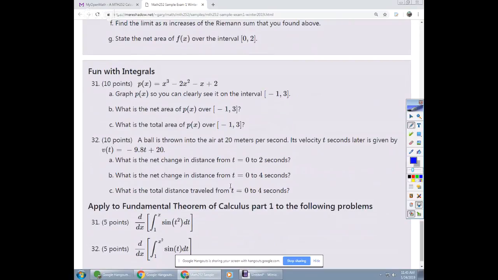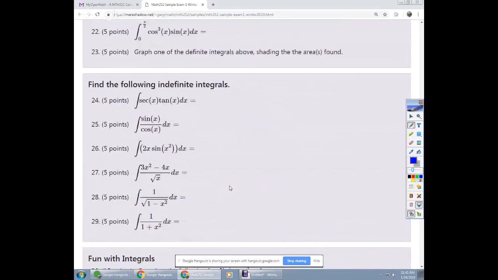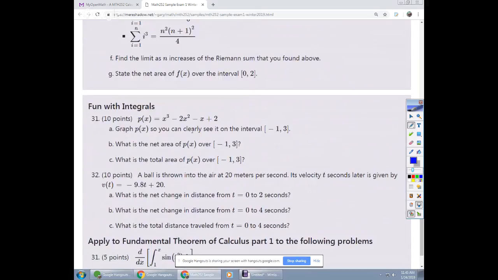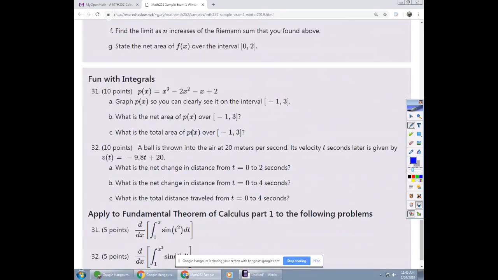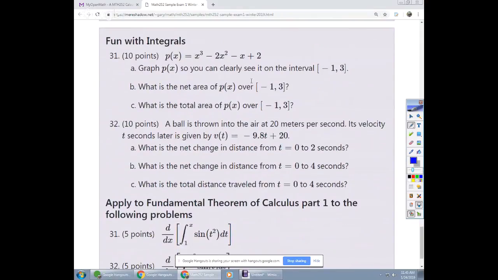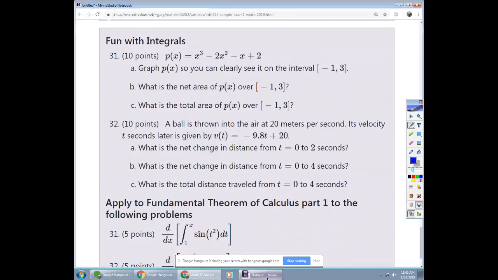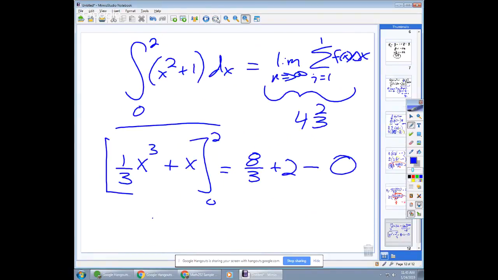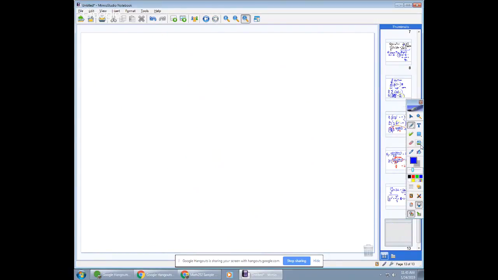What other problem should we do? How about, let's take a look at 31 here. That's a cute one. First, come up with a graph of x cubed minus 2x squared minus x plus 2. It's just negative x. You can factor it. It does factor. That is true. Let's try that. Let me get a new page. Get to the end of this stuff. New page.